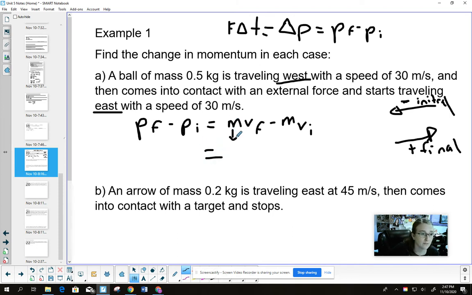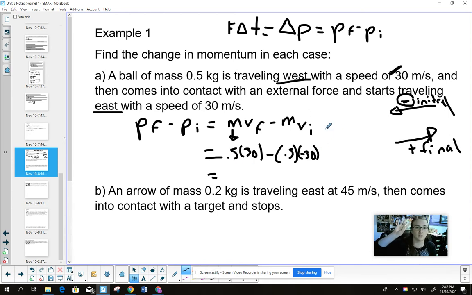So what we have here is the mass is 0.5. Its final velocity, again I'm calling the final one positive, is 30, minus its mass, again 0.5, times its initial velocity, which is negative 30 because I'm calling my initial negative. Either way, we should get the same change in momentum, or at least the same value altogether.